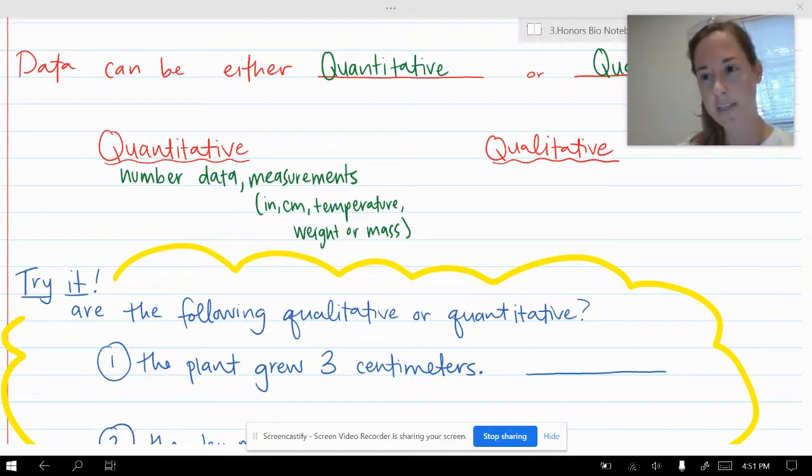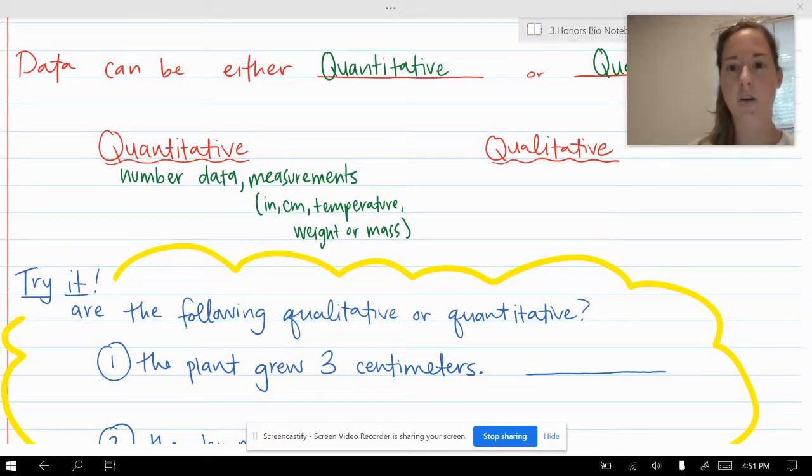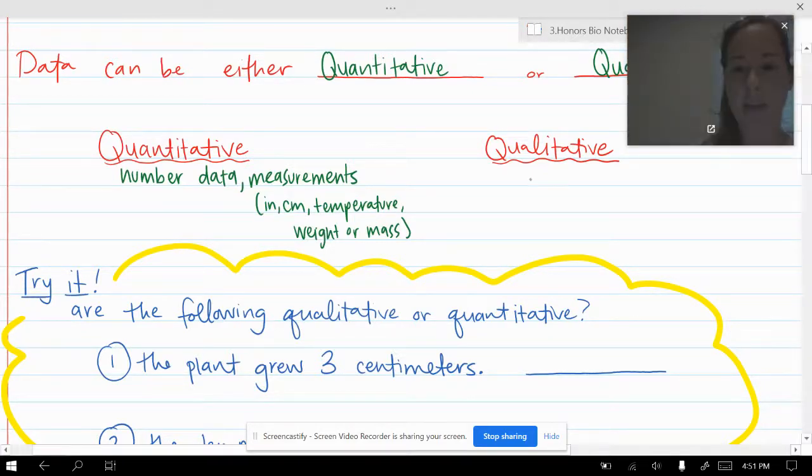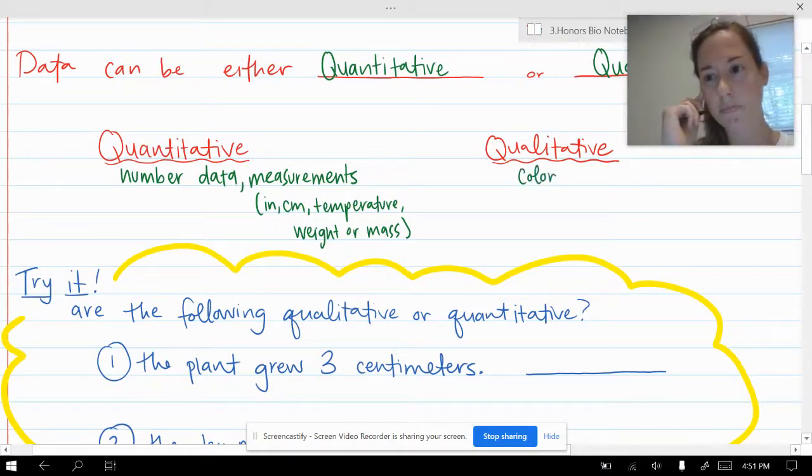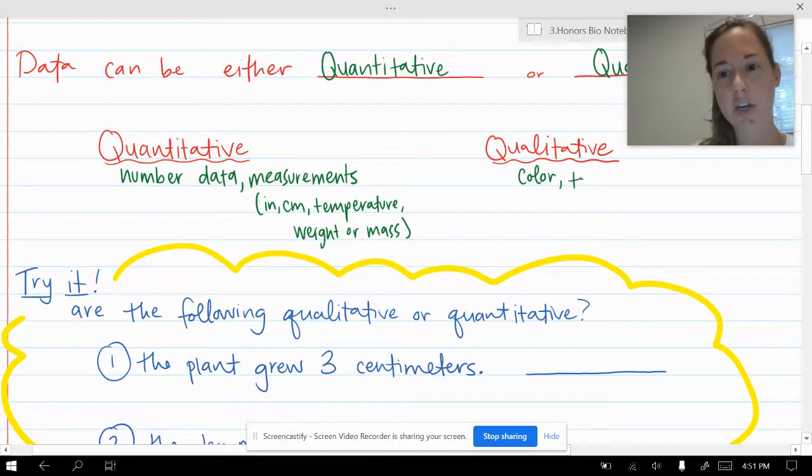But qualitative data is sometimes just as important. When you see the word qualitative, think of qualities. And that's what it is. It's describing in words what's happening. So qualitative data could be things like color, texture, shape.